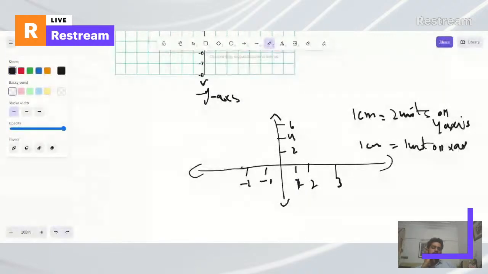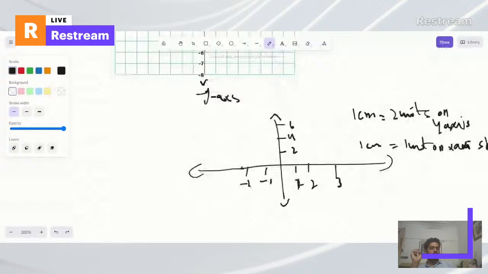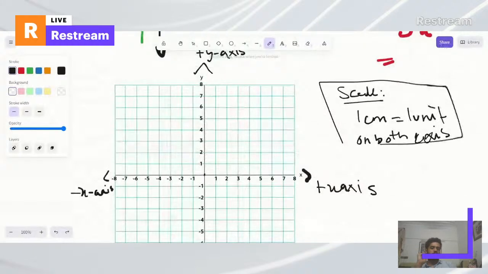So that's how you write the scale of the graph at the top of the page, because if you do not write that, you're going to miss out one point. Okay, so that's very important. So this scale is very, very important, because it's marked around 1.5 or 2 marks for the whole graph.